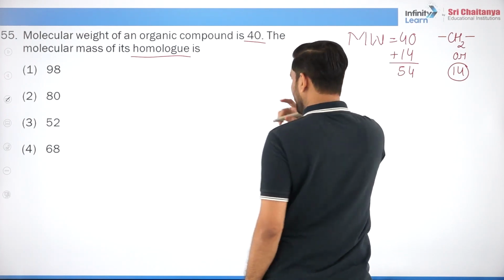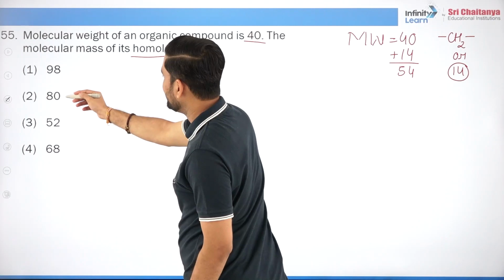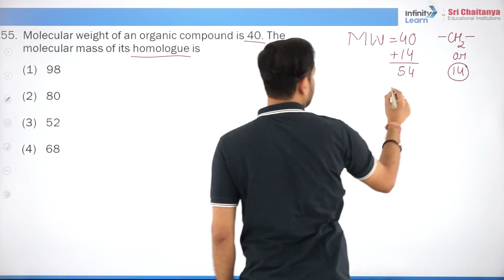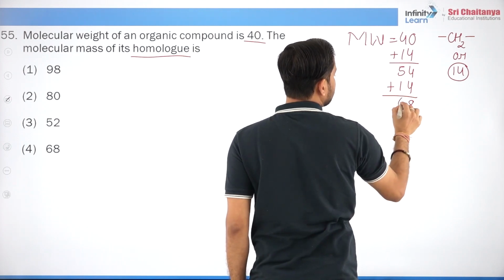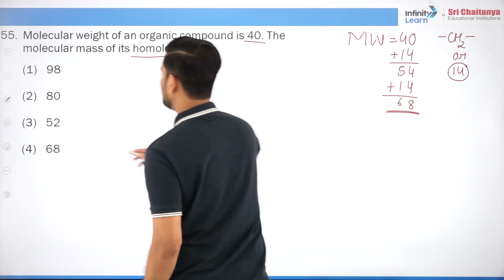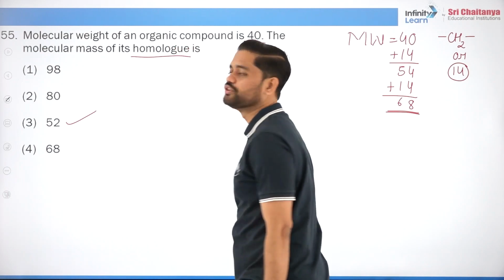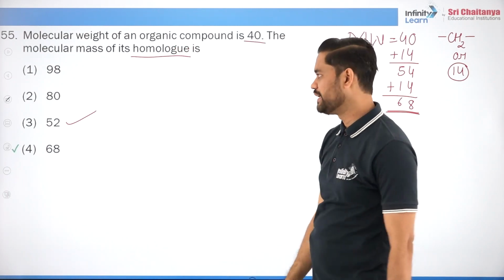Do we have an option as 54? 98, 80, 52, 68. No options. Let us add one more 14. Okay, so it is 68. Now we have an answer. Hence, option 3 is the right answer for this question number 55. Okay, perfect.